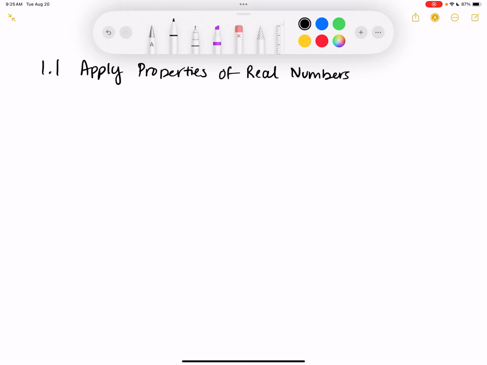First problems say to identify the property that the statement illustrates. So it's going to give you a problem and you're just going to say what property it is. So number 12, 15 times 1 is equal to 15. What property is that? Identity property of multiplication. Yes.